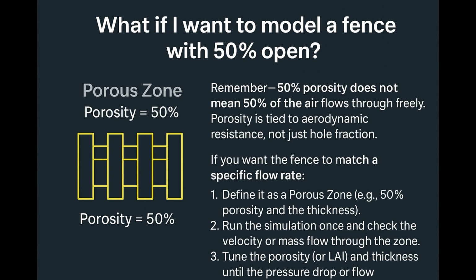If you want the fence to match a specific flow rate, define it as a porous zone with 50% porosity and set the zone thickness. Run the simulation once and check the velocity or mass flow through the zone. Tune the porosity or LAI and thickness until the pressure drop or flow matches your target. This gives you realistic flow resistance, not just a simple opening.